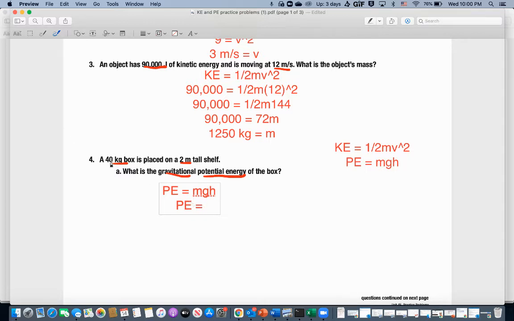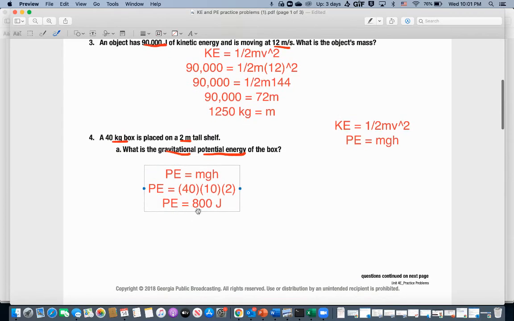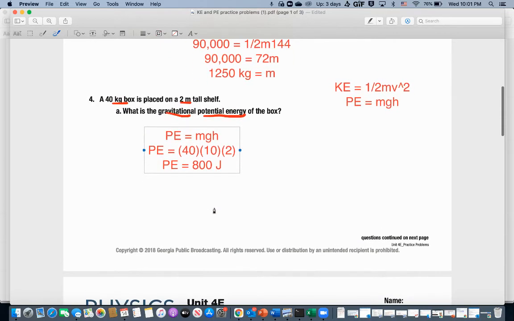Now mass right here is 40 kilograms, so I'm going to plug in 40. My g, we always know, is equal to 10. We're rounding here. And then my height right here is equal to 2 meters. So I just have to multiply these all together. So 10 times 40, that's going to give me 400. 400 times 2, that gives me 800. So the answer to this is 800 joules. Pretty straightforward. I think potential energy problems are always a little bit easier than the other ones here.